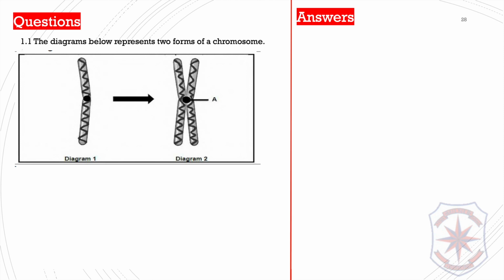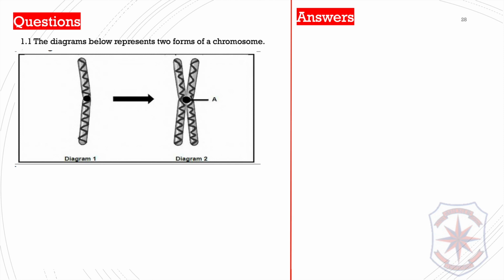Okay, question number 1. Question 1.1. The diagram below represents two forms of a chromosome. Two forms of a chromosome, meaning these two diagrams are a chromosome. This first diagram is a chromosome and the second diagram is a chromosome as well.